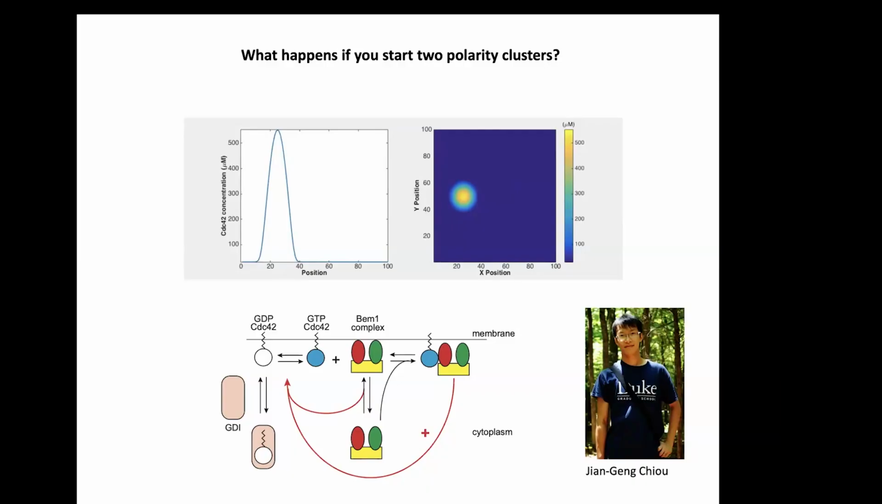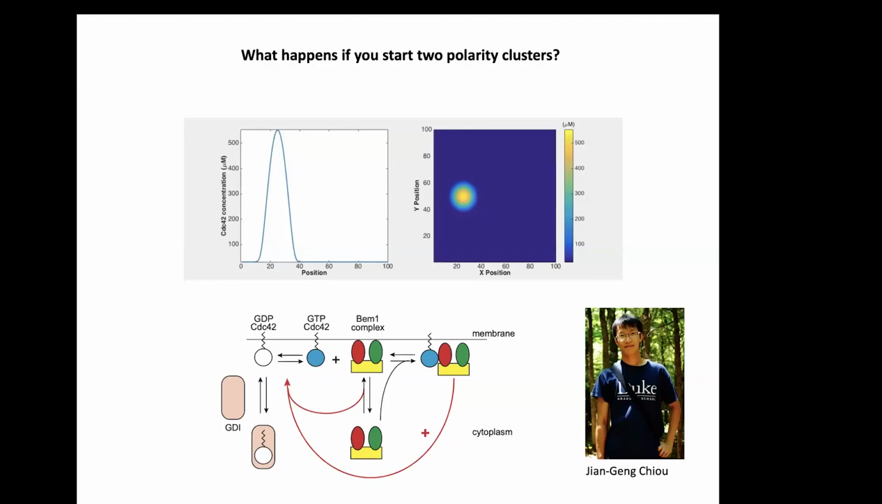So it is inherently bistable because of this BEM complex, which has some kind of nonlinear properties of recruiting more CDC42. Right. So if you imagine 2 clusters where one has a slightly higher concentration of GTP-CDC42, the stable cluster that you form is actually very dynamic in terms of the molecules. The molecules are coming in and out every 2 to 4 seconds.